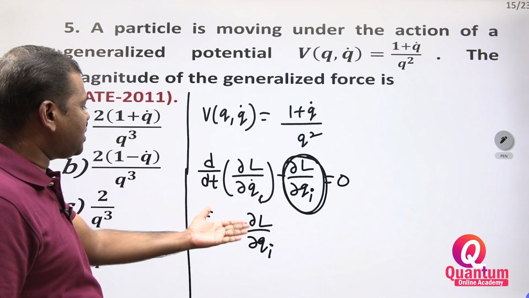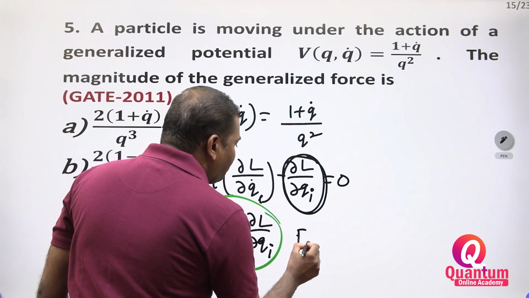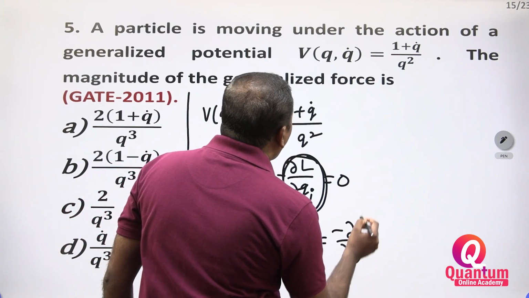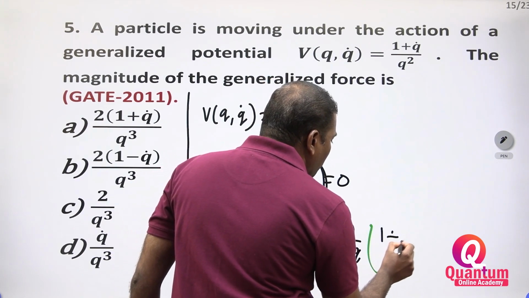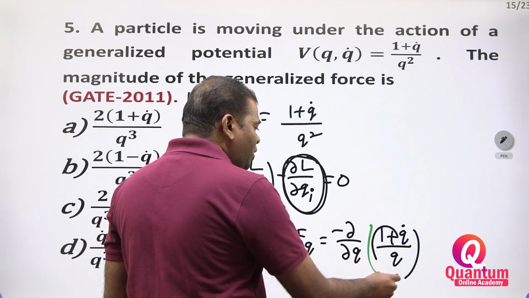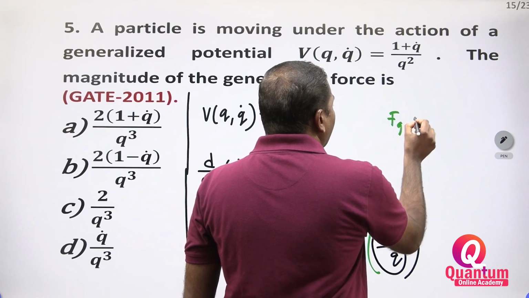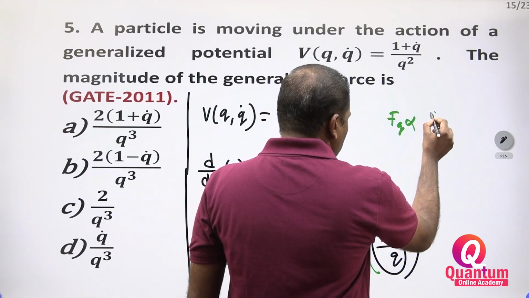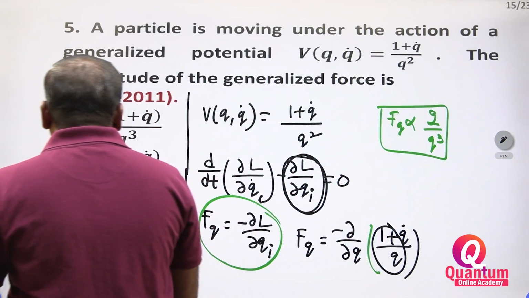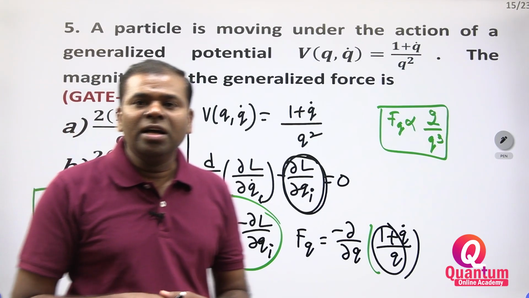So here generalized potential is there. That part you have to substitute here. Fq is equal to minus dou by dou Q of 1 plus Qi dot divided by Q. Where 1 by Q is there, Fq is inversely proportional, so 2 by Q cube you will get. This is the option. Option C is your correct option. This is the generalized system.